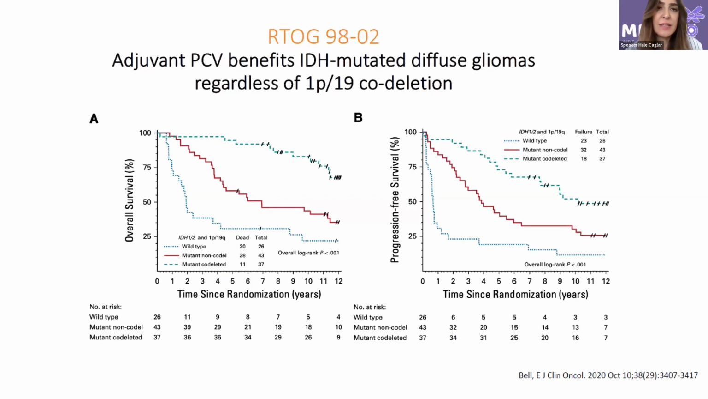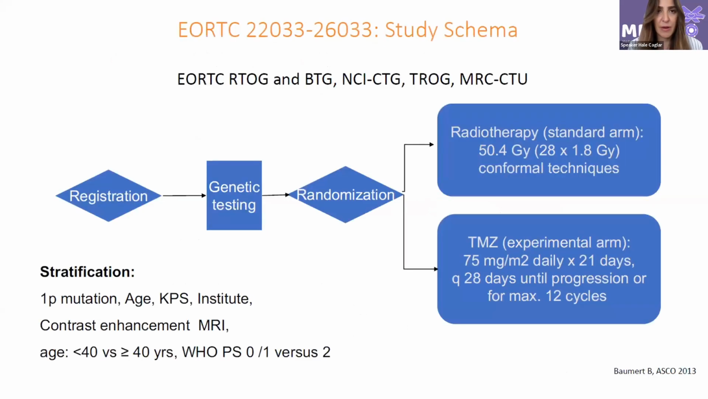The adjuvant PCV benefits IDH mutated diffuse gliomas regardless of the 1p19q co-deletion, which is a predictor of the oligodendroglioma diagnosis. The patients having IDH mutated tumors, irrespective of 1p19q co-deletion, benefited from PCV chemotherapy.